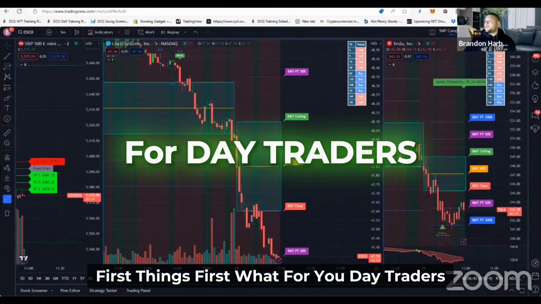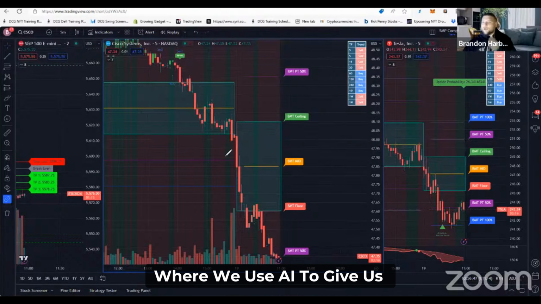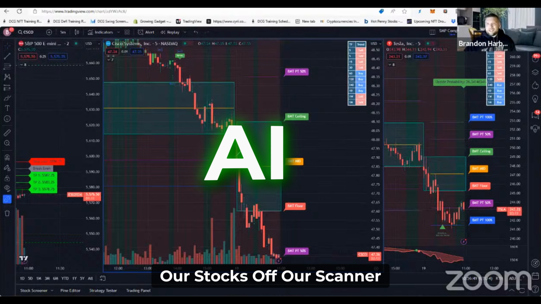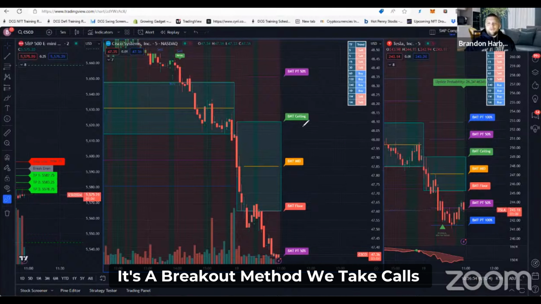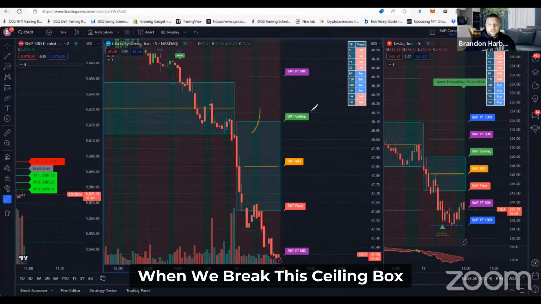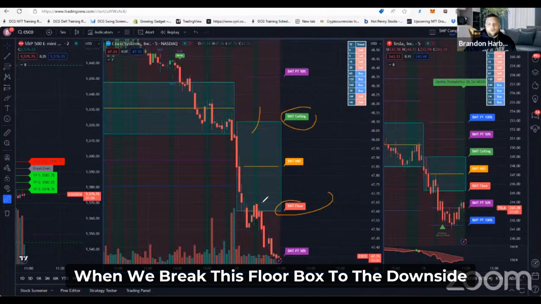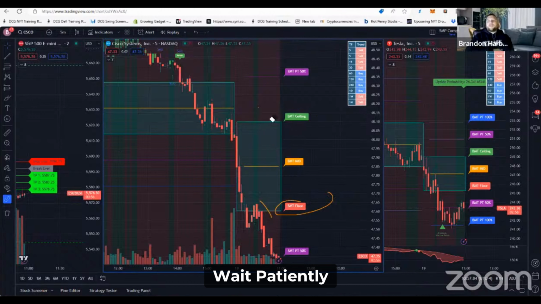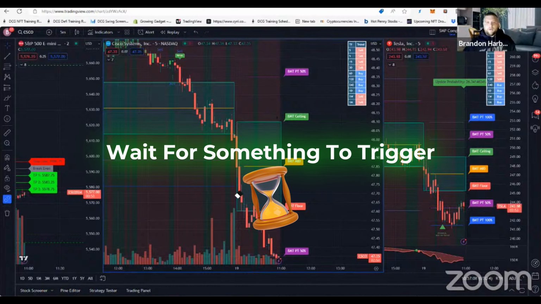For you day traders, please pay attention. We have a very powerful technique where we use AI to give us our stocks off our scanner. We have a simple technique. It's a breakout method. We take calls when we break this ceiling box. We take puts or sells when we break this floor box to the downside. Very easy. We sit here, wait patiently. We hang out in our living room and we wait for something to trigger, right?